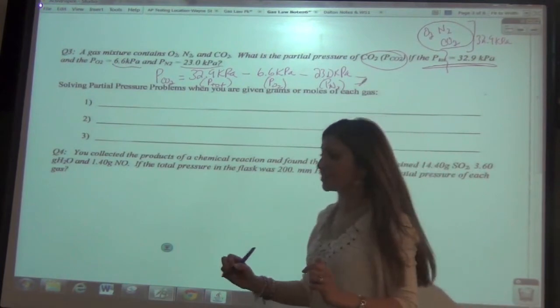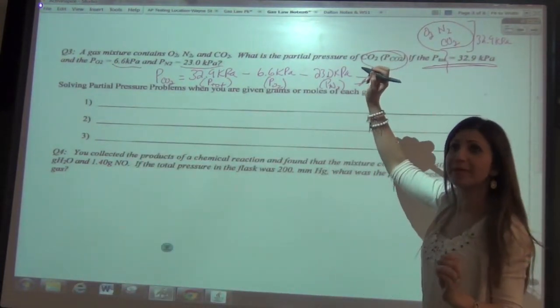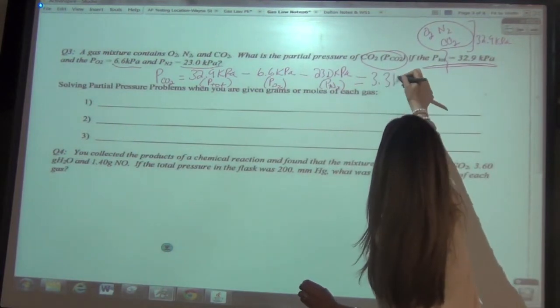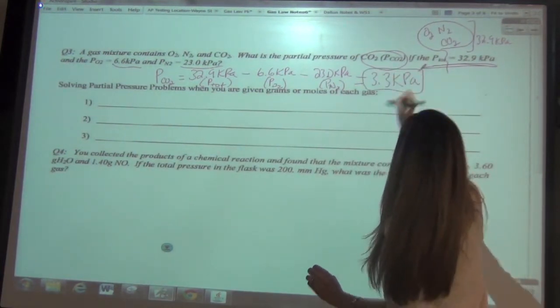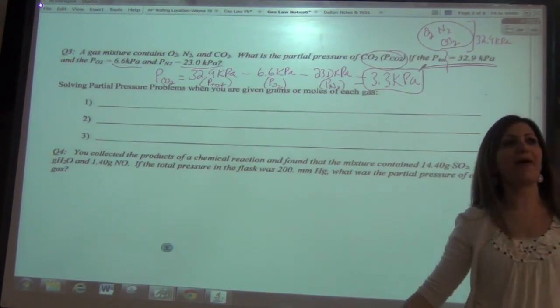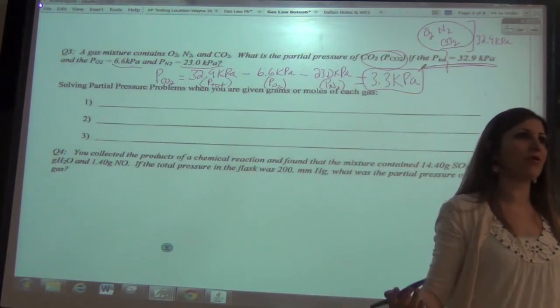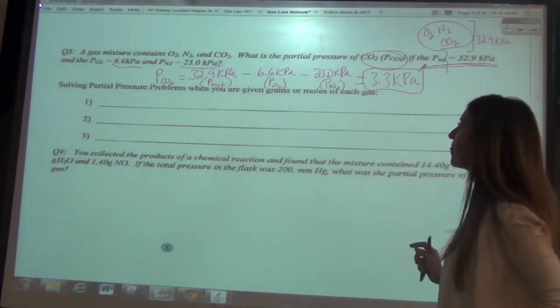And now you're just going to subtract, and I believe you get, can anybody do this? 3.3? Yeah. 3.3 kPa, and that's what you would call the partial pressure of your CO2, okay? So again, that was an easy one. You're given the pressures, and you just have to figure out one when you know the others. It's easy, Dalton's law. Okay.